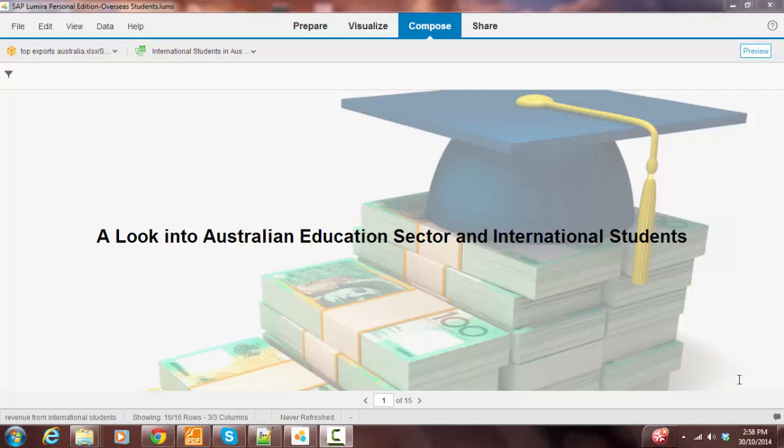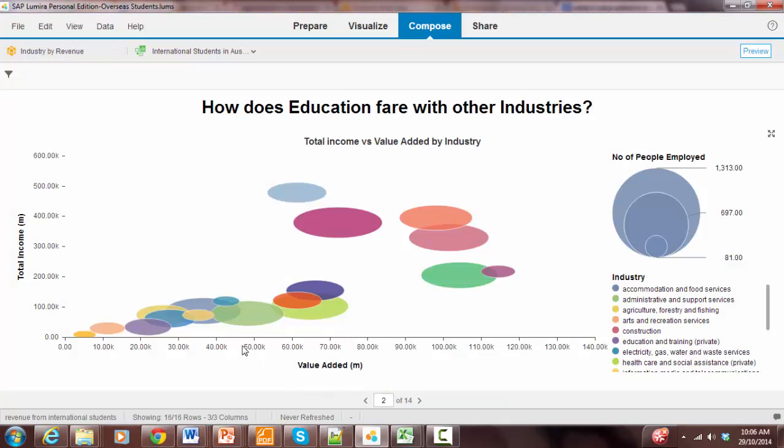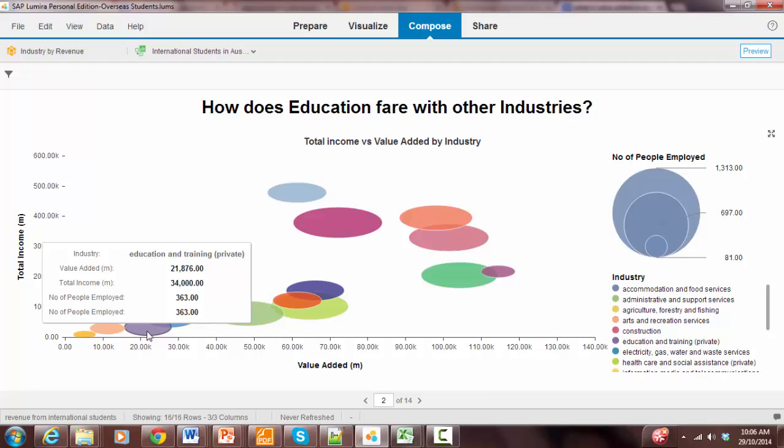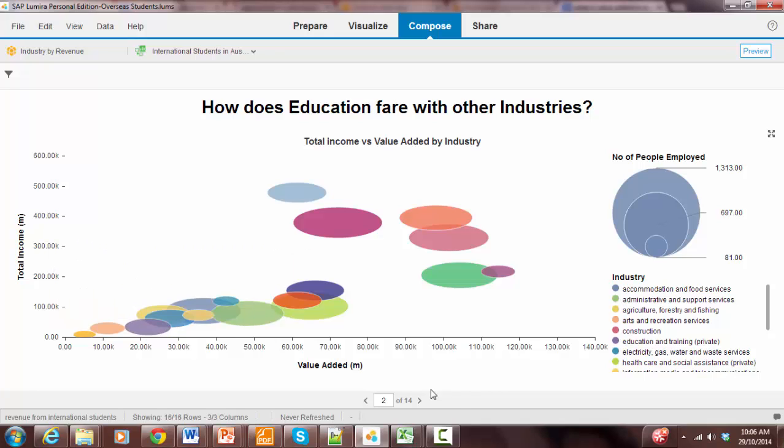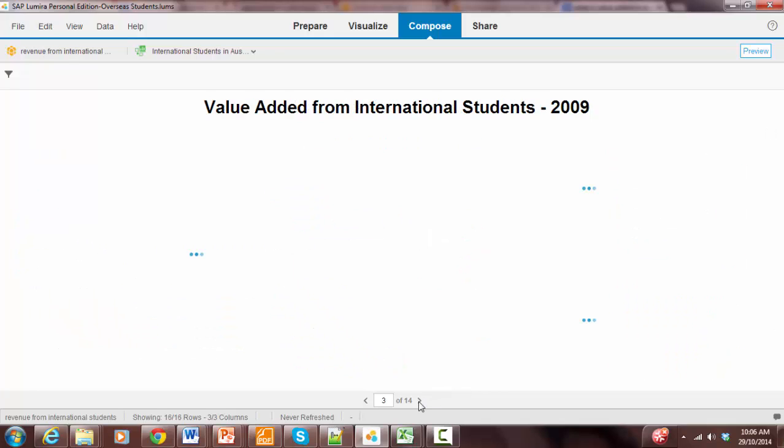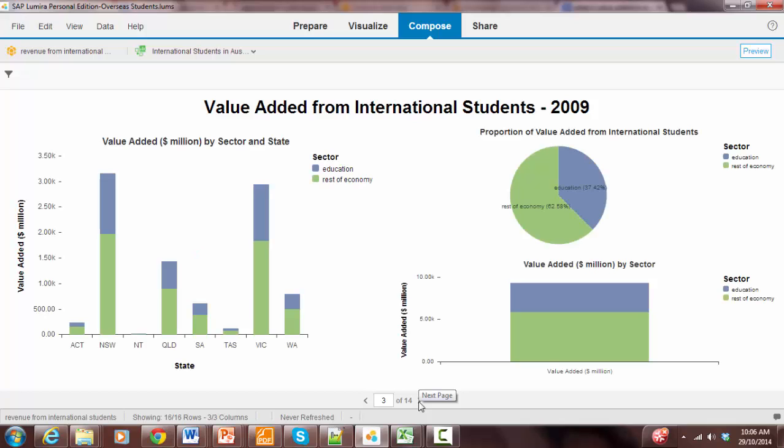Thank you, Trupti. At first glance, the education sector seems pretty small compared to other Australian industries, as shown in the bubble chart, with the education sector with a value added of almost $22 billion and total income of $34 billion. According to a 2009 report, international students contribute significantly to the $22 billion of value added.